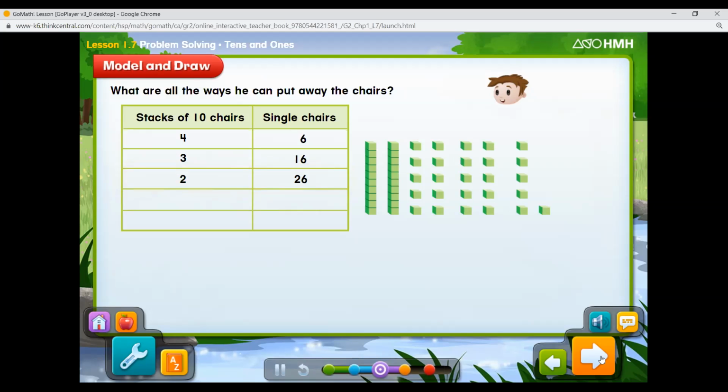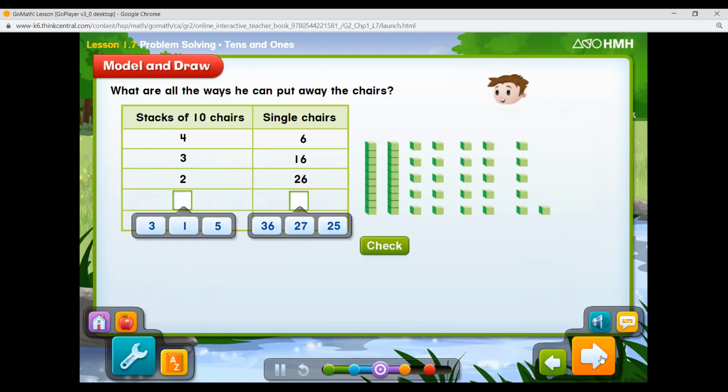What patterns do you see? As the number of stacks of chairs decreases by 1, the number of single chairs increases by 10. Use the pattern to show another way Mr. Winter can put away the chairs. Select your answers and then click Check.